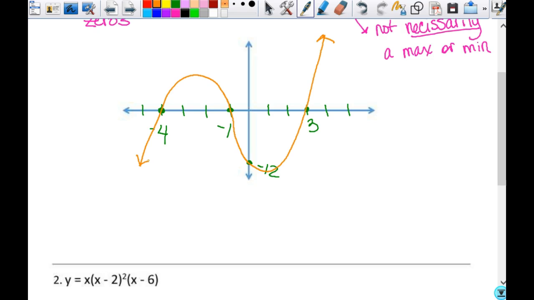We have the key points that we're interested in, the x-intercepts and the y-intercepts, which are labeled with numbers. That's important. You need to do that. Okay? Everybody okay with that? Yes.